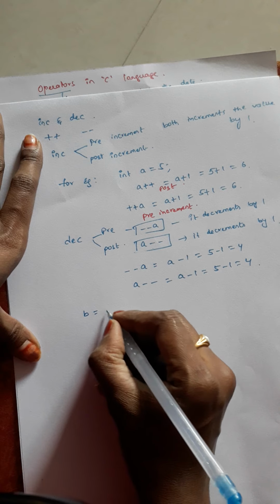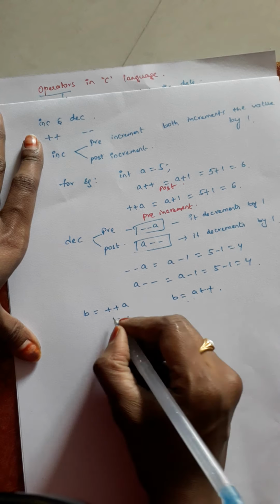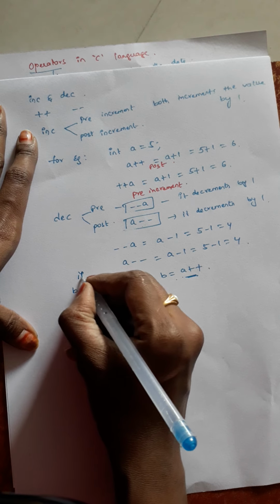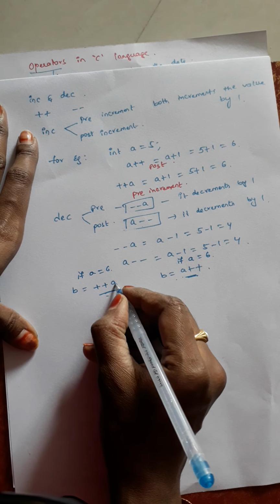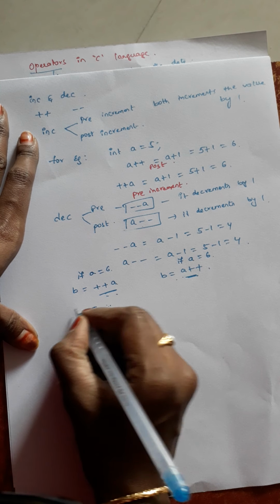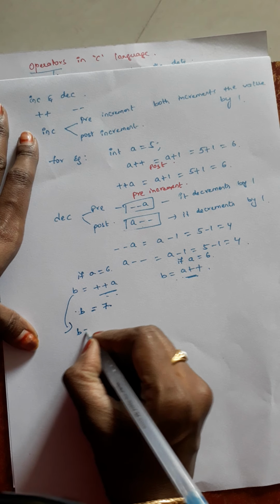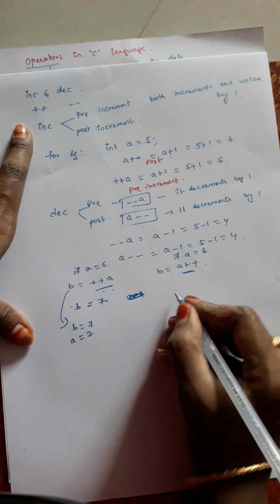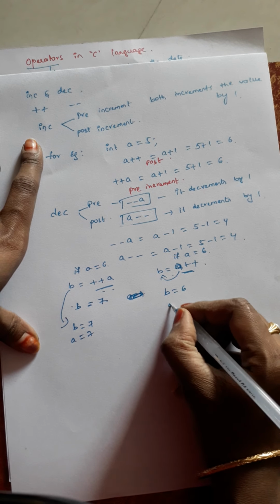Okay, but if we write b equals plus plus a and if we write b equals a plus plus, there is a lot of difference between this pre-increment and the post-increment. Okay, let us see. If a equals 6, what is the a value? 6. 6 plus 1, now what is the a value? 7. The 7 is assigned to b. So the right side 7 is assigned to b. Now b value is 7 and a value is 7. Now let's come here. What is the a value? 6. Now 6 is assigned to b. Now b value is 6, a value is 7.